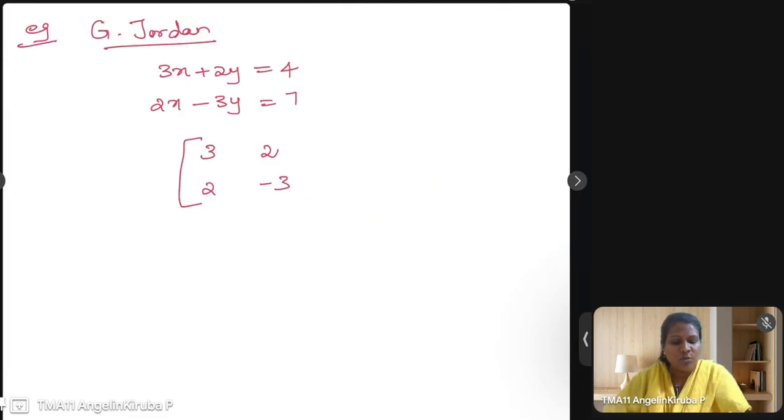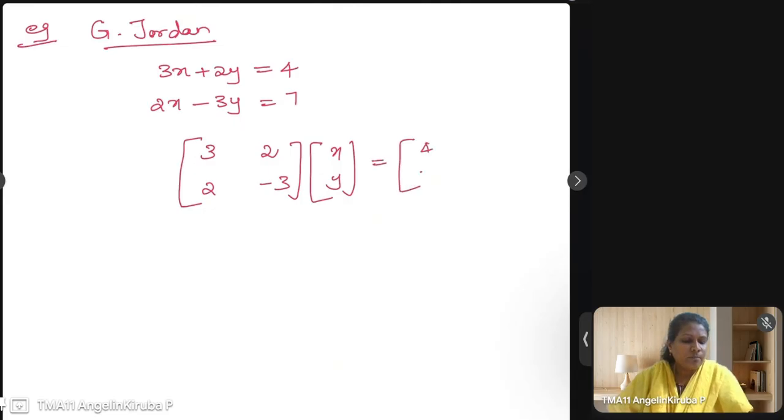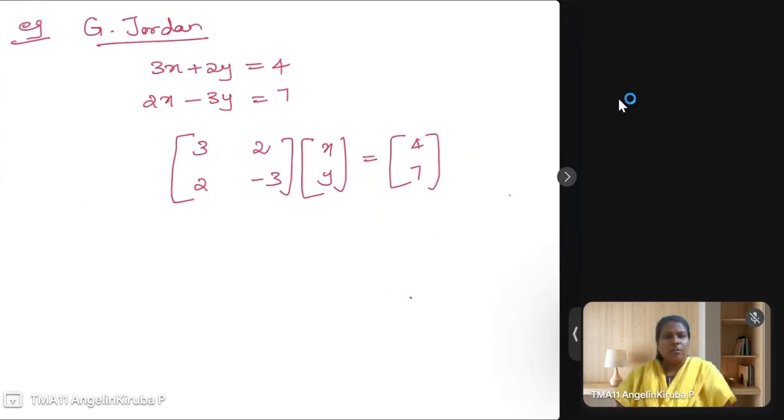First we have to write this into matrix form, right? Into the two variables x and y, 4 and 7. Now we have to write this. So first we have written it in matrix form. Now what we have to do is write this in the augmented matrix form. Okay.